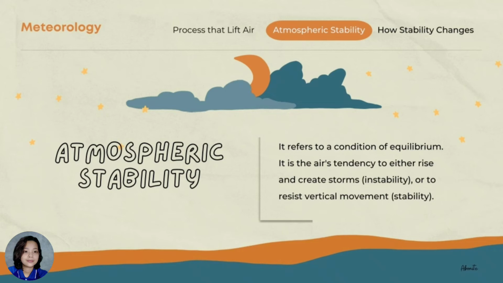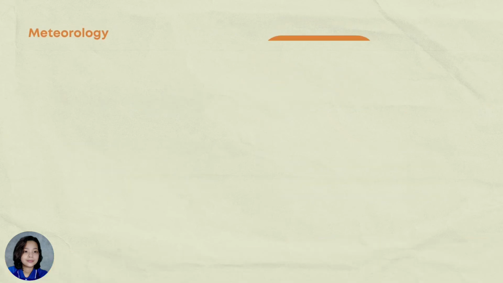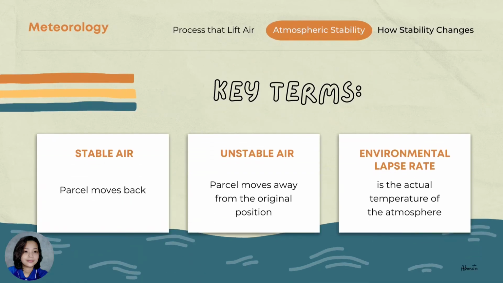But meteorologists don't have to watch a balloon's behavior every time they want to know atmospheric stability. They can arrive at the same answer simply by measuring the actual air temperature at various heights, and this measure is called the environmental lapse rate. So for the key terms: in stable air, the parcel moves back, and in unstable air, the parcel moves away from the original position, and the environmental lapse rate is the actual temperature of the atmosphere.